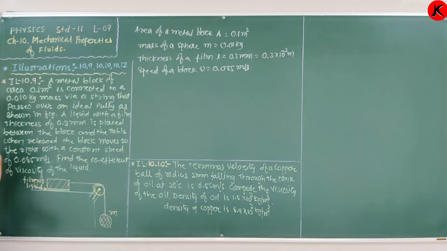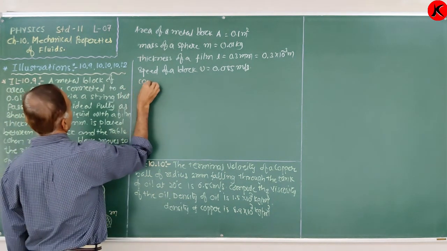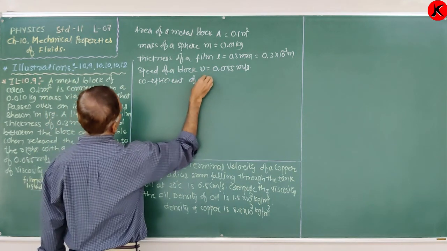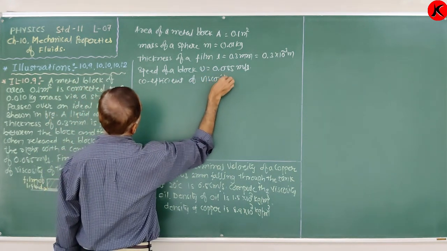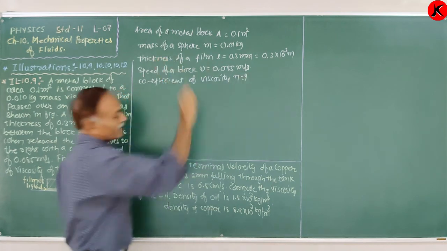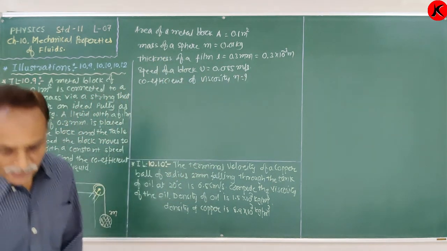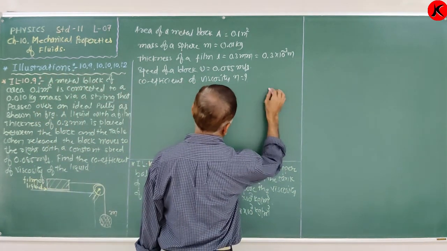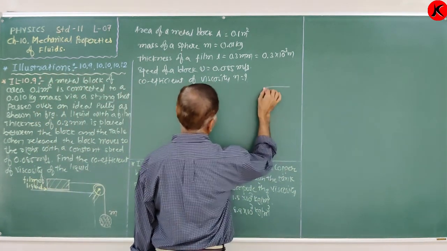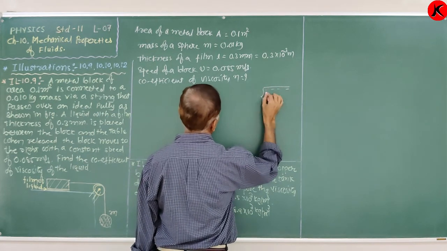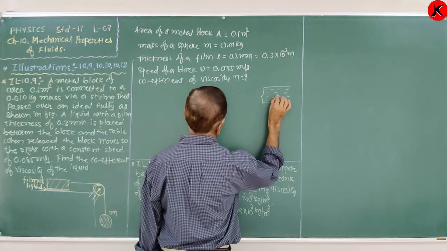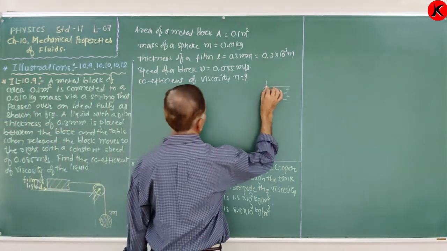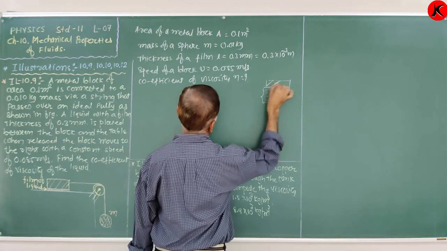Okay. Find the coefficient of viscosity. That means we need to find out eta. Now here, what happens? Between the two surfaces, the surface of the block and the table surface, the liquid of thickness L is initially present like this. That is the thickness of the layer of liquid. There is the surface of the block and that is the table.